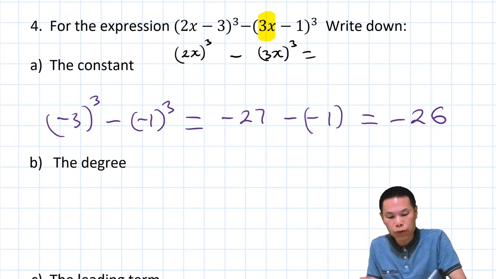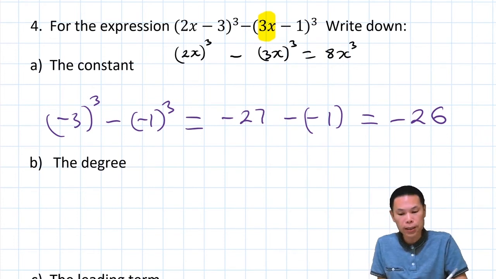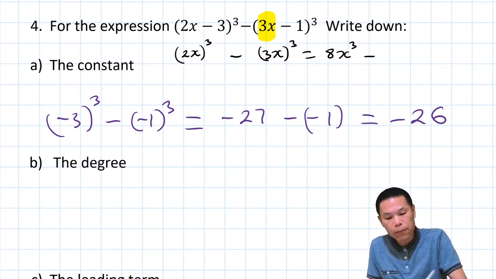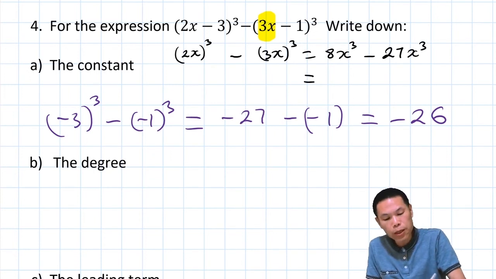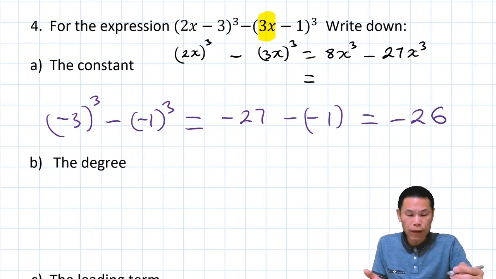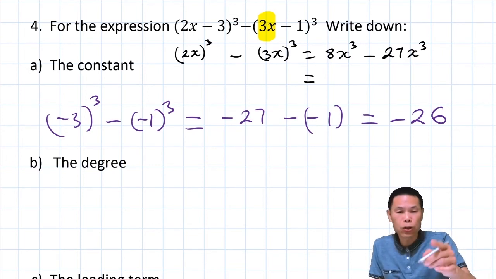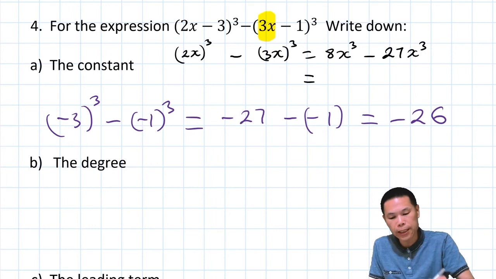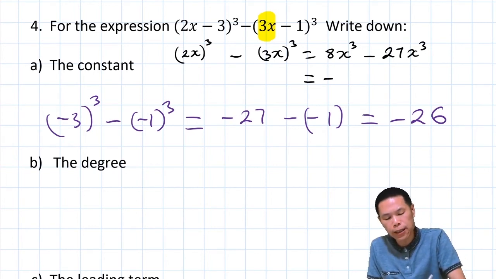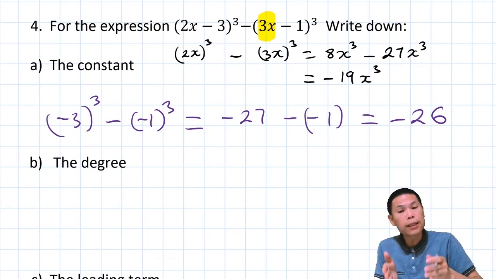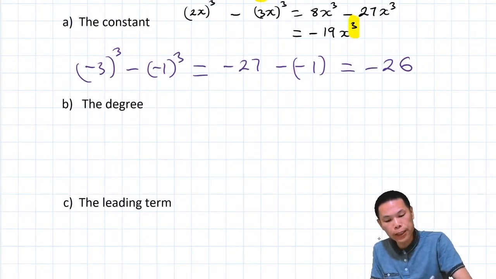Then 2x to the power 3 is 2 power 3, which is 8, and x power 3. Right? And then minus 3x to the power 3, of course, 3 to the power 3 is 27, and x to the power 3. So that will give me 8 minus 27. So 27 minus 8, 20 minus 8 is 12, add 7 is 19. So instead of 19, it is negative 19 x to the power 3. There you go. That is the leading term. Therefore, the degree is 3.